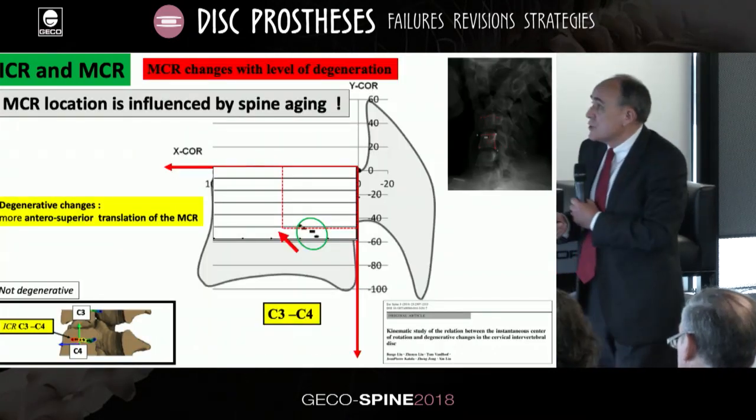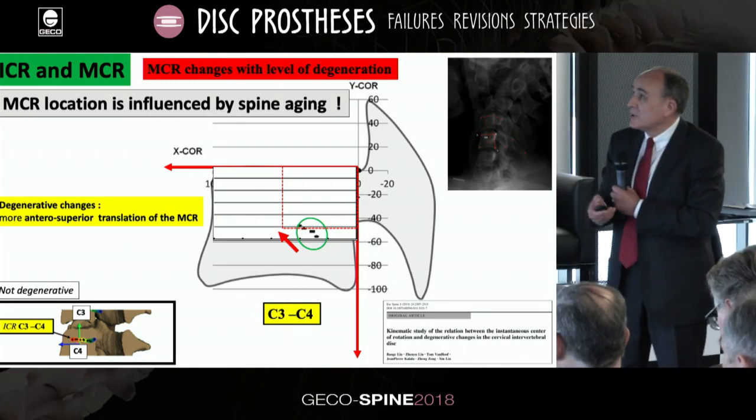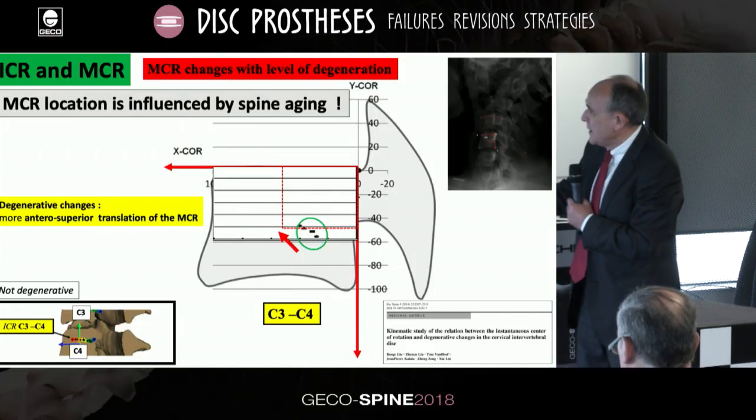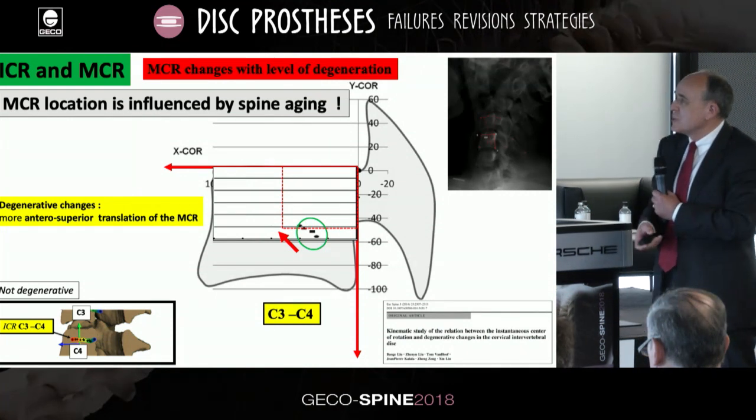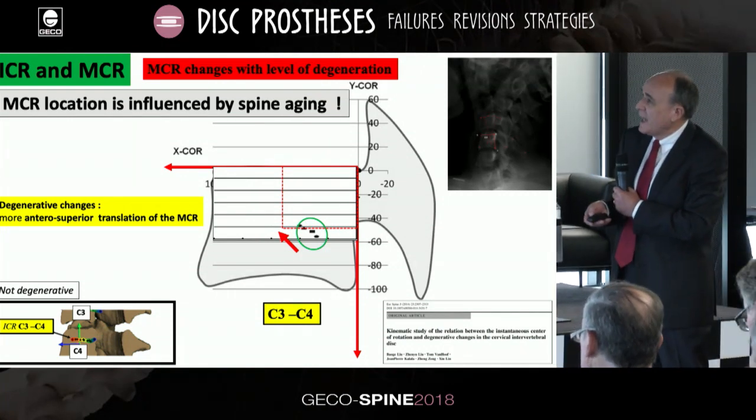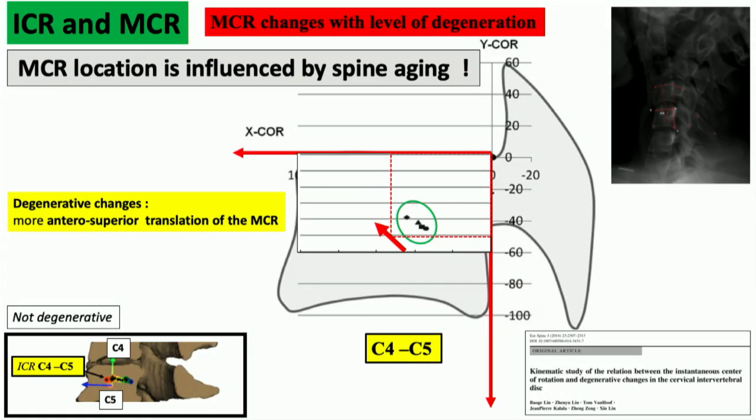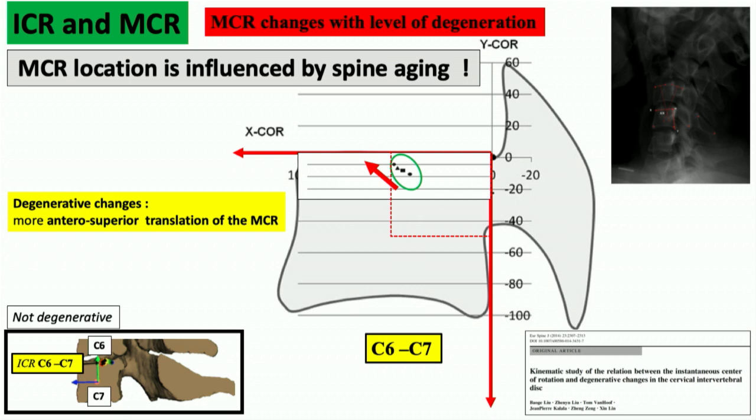In addition, the center of rotation is influenced, we have seen, by the location, but also by aging. There is a very interesting paper about the kinematic study with relationship to the level and the aging. And look at this. I go from C3, C4, C4, C5, C5, C6, C6, C7, and you see with more degeneration and more aging of the patient. So we have to solve very complex problem.